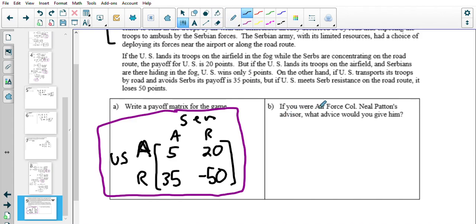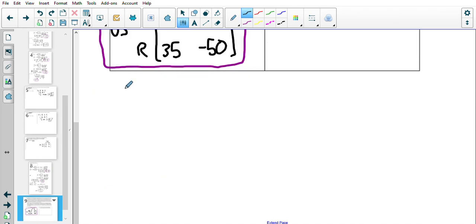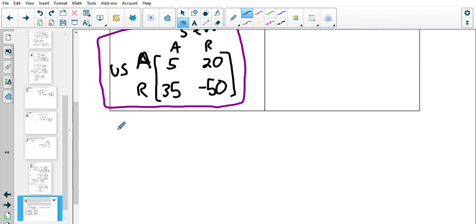Okay, part B. If you were the Air Force Colonel Neil Patton's advisor, what advice would you give him? So in other words, we need to find the optimal strategy for the US, who is the row player, right? Well, that's what we've been doing this entire time, so let's just do it again. We're going to decide some arbitrary strategy for the US and see how it compares against the two possible column strategies for Serbia.